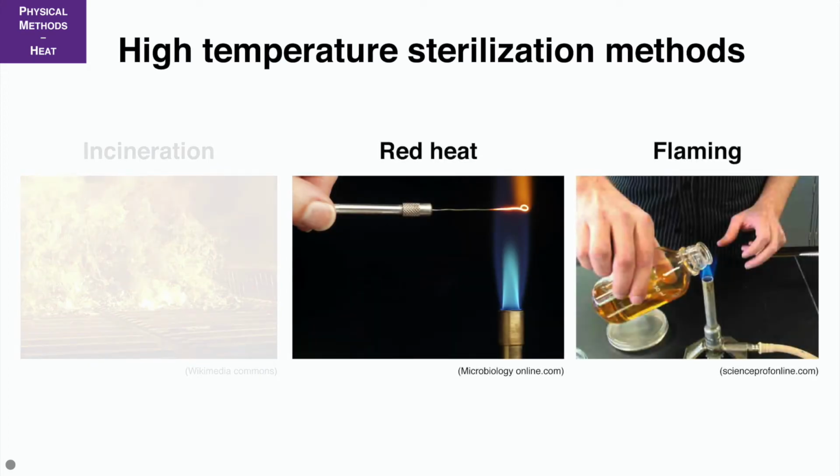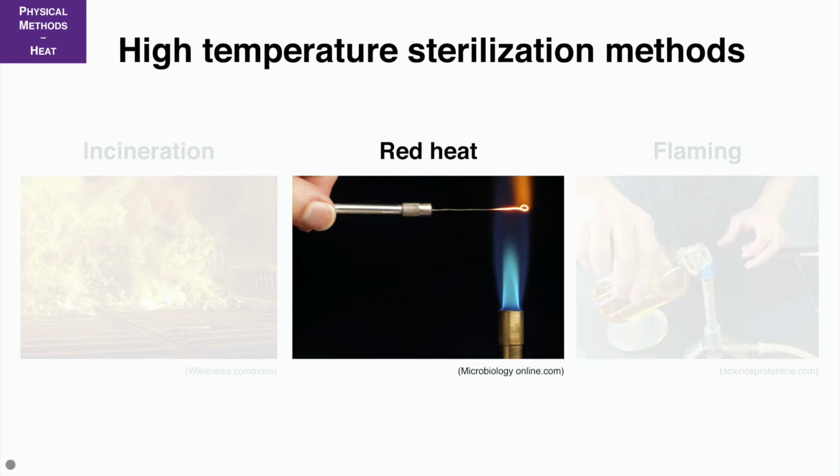Sterilization by red heat or flaming involves the use of a Bunsen burner, and both methods are used during routine laboratory work involving heat-resistant metal instruments and glassware. Red heat sterilization involves placing heat-resistant metal instruments in the flame of a Bunsen burner until the metal glows red hot. The inoculation loop seen here is made of highly heat-resistant metals such as tungsten or platinum and will therefore not melt.